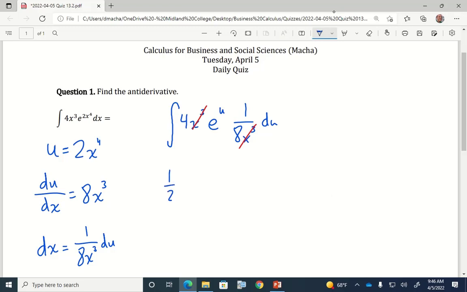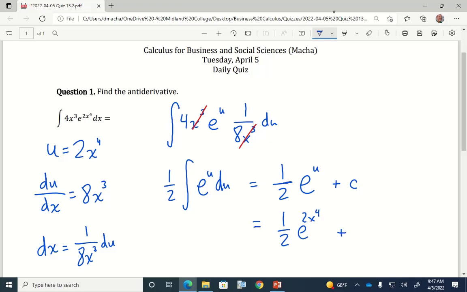So I can rewrite this as 1/2 times the antiderivative of e to the u du, which is going to give me 1/2. And what's the antiderivative of e to the u? Yep, just plain old e to the u. Don't forget your plus c. And then I reverse my substitution. I say that this has to be 1/2 e to the power 2x to the fourth plus c.